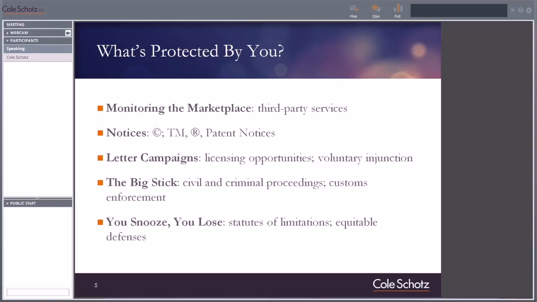So, with that, I'm going to turn over to David again to talk about how you protect your IP once you've obtained it, either automatically or through government registration.